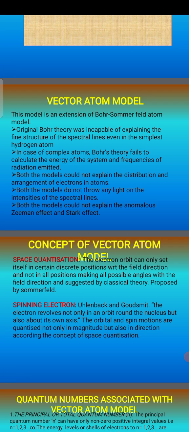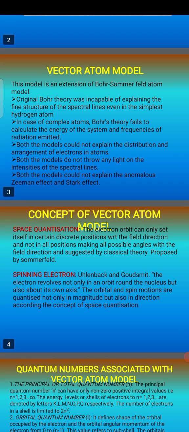According to the rule of space quantization, the electron orbit can set itself only in certain discrete positions with respect to the field direction, and not in all positions making all possible angles with the field direction. So it was proposed by Sommerfeld. Second one is spinning electron. So what is spinning electron?